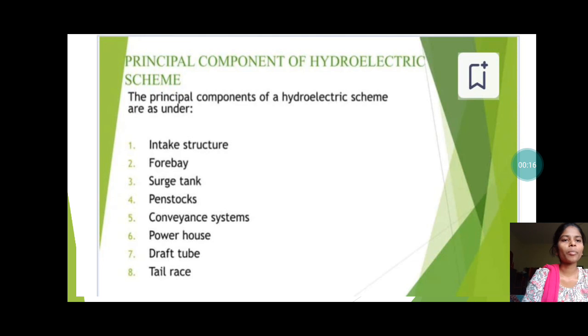This is the principal components of a hydroelectric scheme. The principal components of a hydroelectric scheme are as under: intake structure, forebay, surge tank, penstocks, conveyance systems, powerhouse, draft tube, tail race.